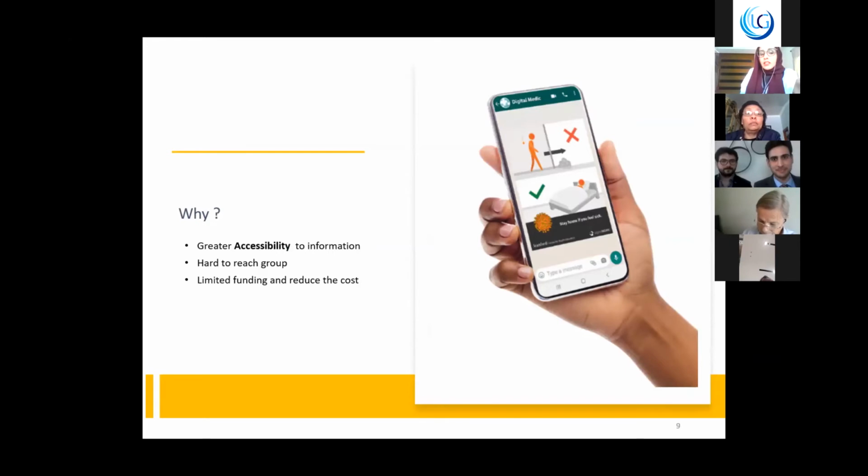Technology nowadays has great potential and strength, providing great accessibility to information for populations and helping the health promotion practitioner reach hard-to-reach groups such as HIV patients or patients with disabilities. It's also considered limited in funding if you compare it with other public interventions.